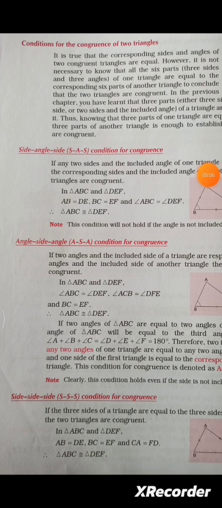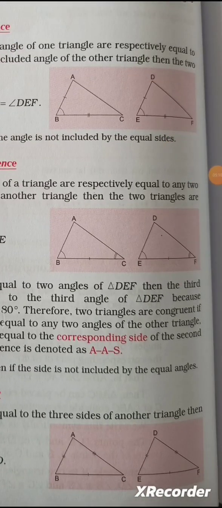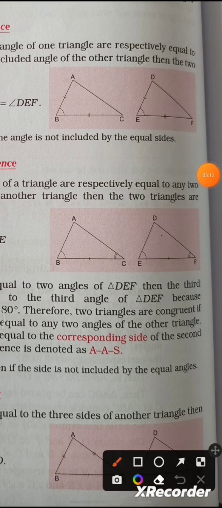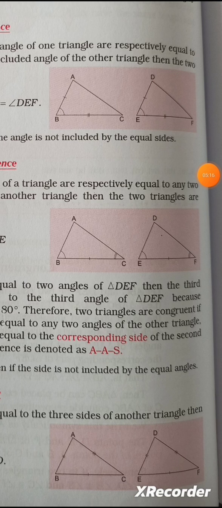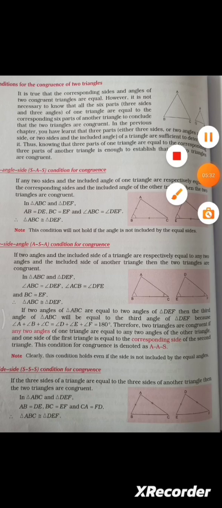As we will see here, it is properly shown that side AB is equal to side DE, side BC is equal to side EF, and side AC is equal to side DF. It means these two triangles are also congruent using the criteria SSS.